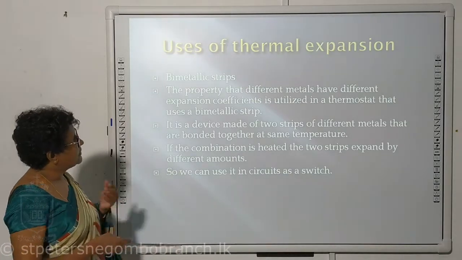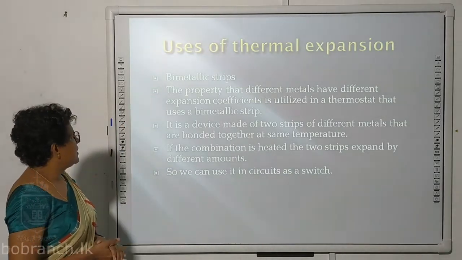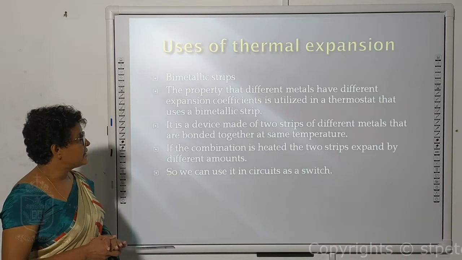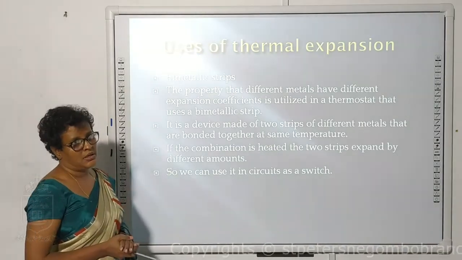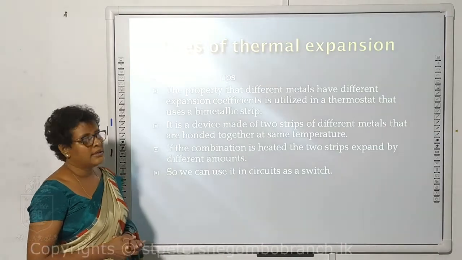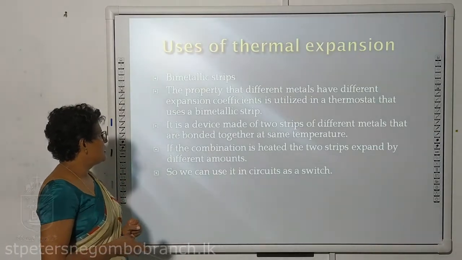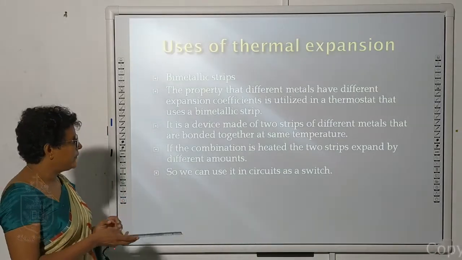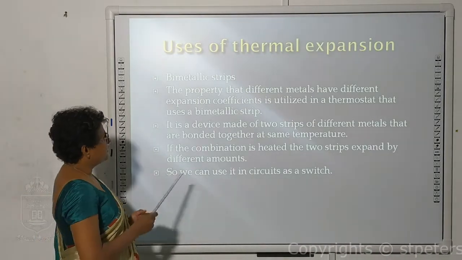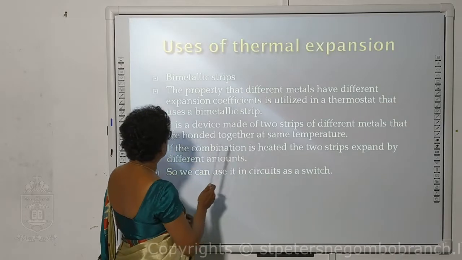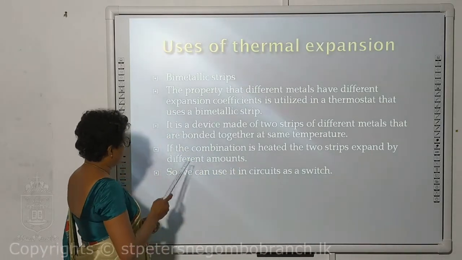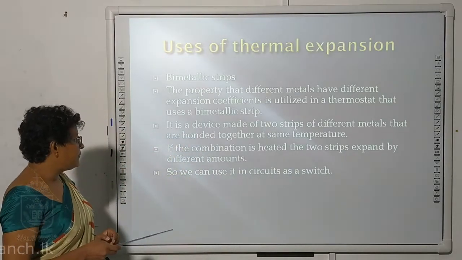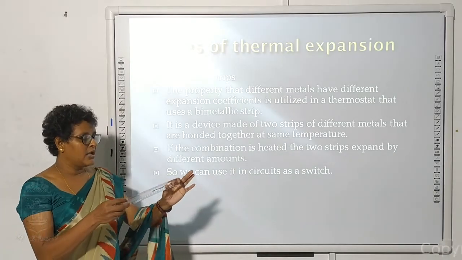Again, the uses of thermal expansion: bimetallic strips. The property that different metals have different expansion coefficients is utilized in thermostats that use bimetallic strips. Thermostats are used in electric irons, electric kettles, etc. A bimetallic strip means you are fixing two different metals together at the same temperature. It is a device made of two strips of different metals bonded together at the same temperature. If the combination is heated, the two strips will expand by different amounts. Then how does it expand? It will bend like this.